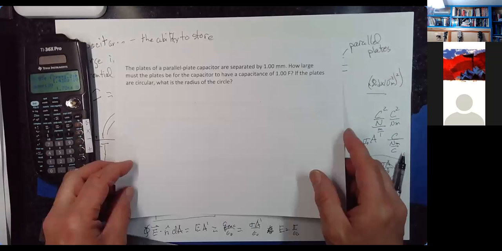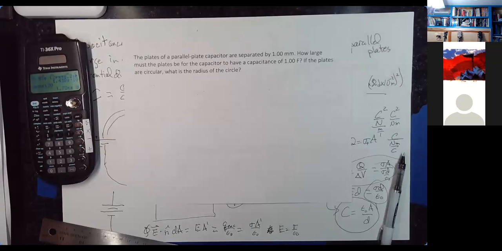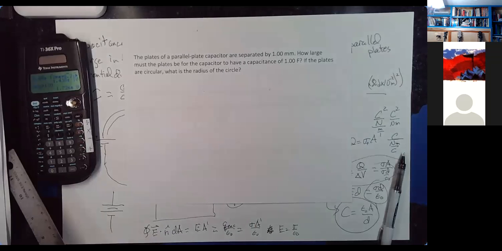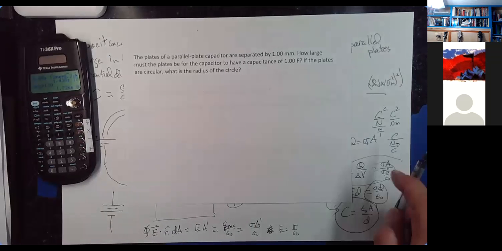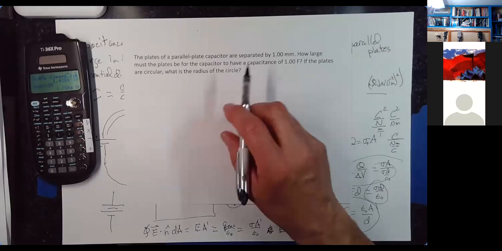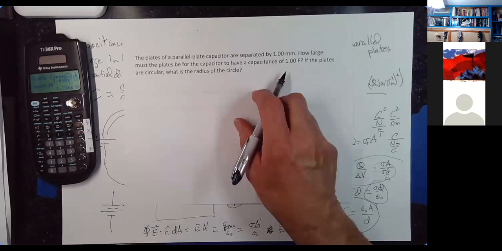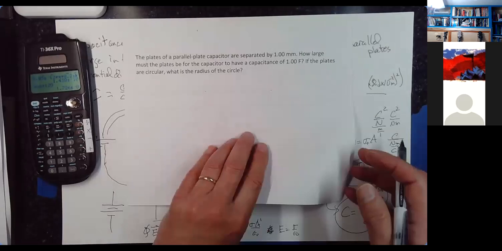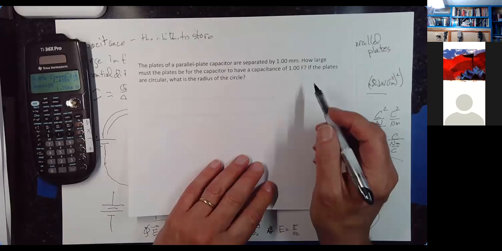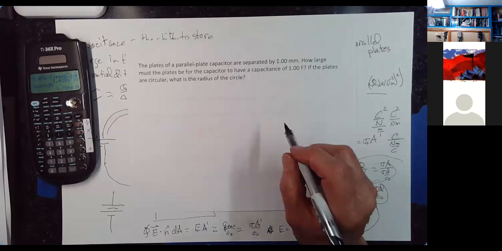We'll probably stop with this one. The plates of a parallel plate capacitor are separated by 1.00 millimeters. How large must the plates be for the capacitor to have a capacitance of 1.00 farads? And if they're circular, what is the radius of the circle?